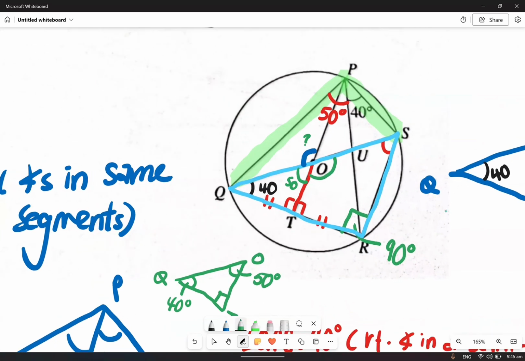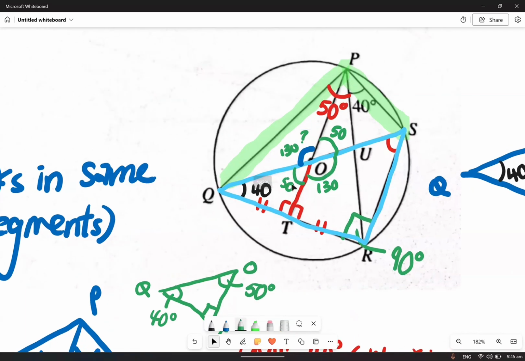We can find that this is 130, correct? This is also 50, true? Then this is 130 again. Let me zoom in one more time. Can you see this is 50? You all agree this is 50, yes or no? Can you see the screen? Then this one is 130, true? Why is it 130? QOS is a straight line. 180 minus 50 gives you 130, right?